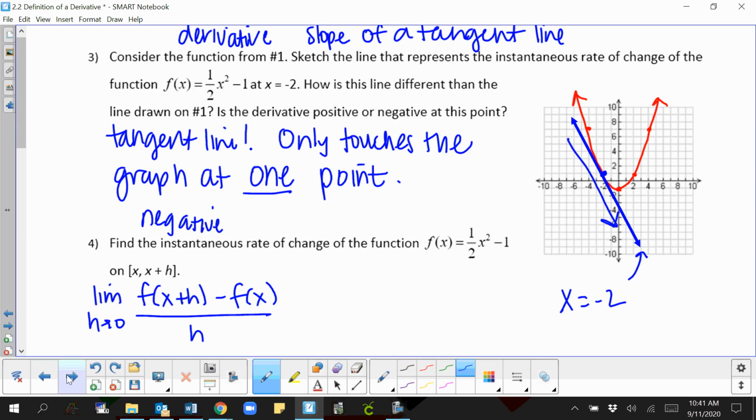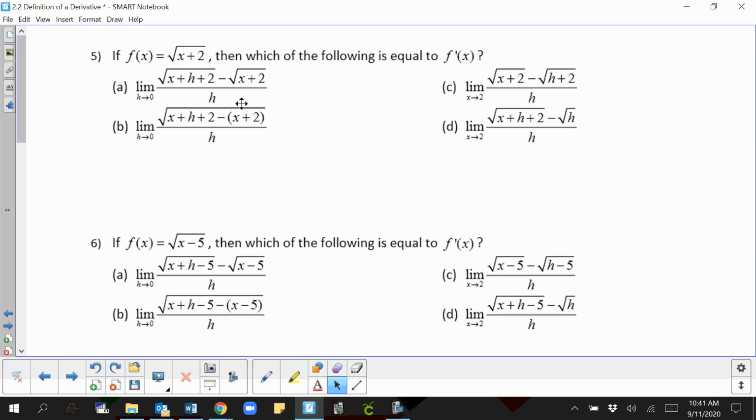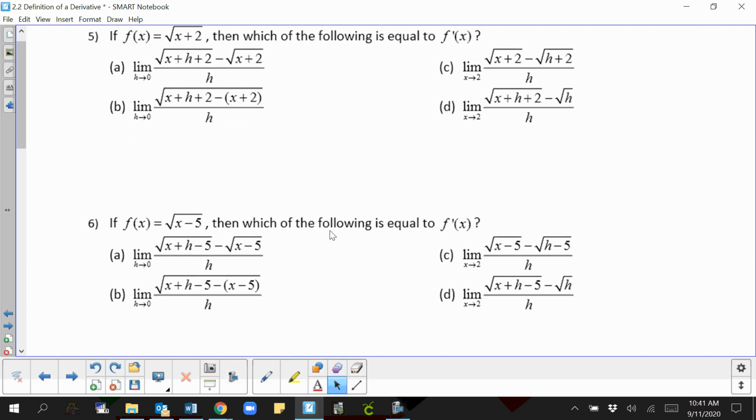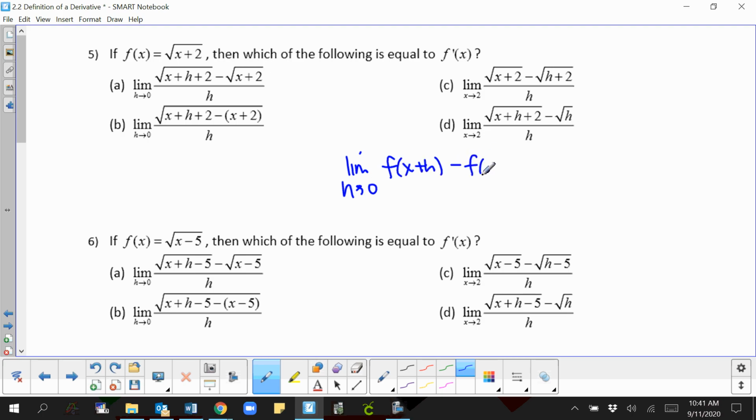So now we're going to look at what these questions are going to look like on the AP test. When you get to the AP test, you're going to end up with multiple choice questions that are going to kind of look like this. And it's going to say, if f of x is this function, then which of the following is equal to f prime of x, or our derivative of x? So that means that we're looking for the limit as h approaches 0 of f of x plus h minus f of x all over h.